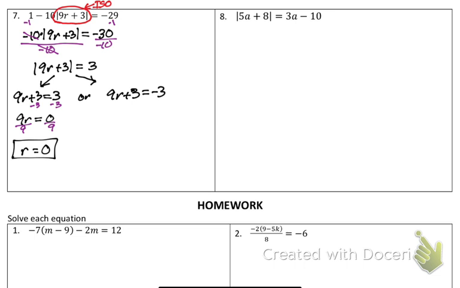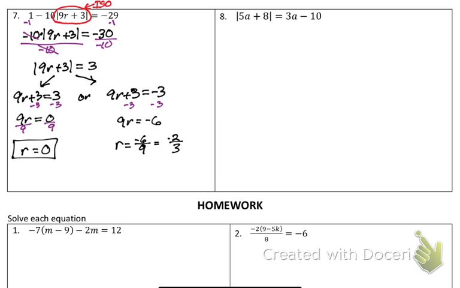Now we also have to solve for what happens if it's negative 3. So we're going to have 9r plus 3 equals negative 3. I'm going to subtract 3 on both sides, which equals negative 6. So we're going to have r equals negative 6 divided by 9, which is going to equal negative 2 over 3. If you do negative 2 over 3 times 9, that's going to give you negative 6. Negative 6 plus 3 is negative 3. Absolute value of negative 3 gives me back out that positive 3.